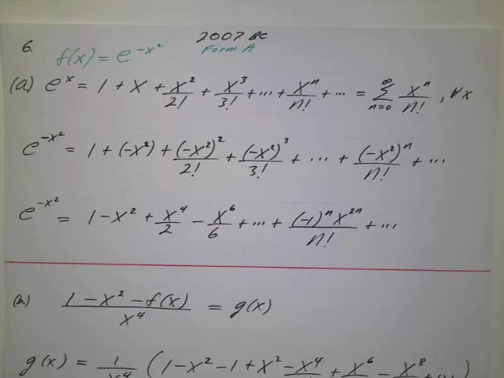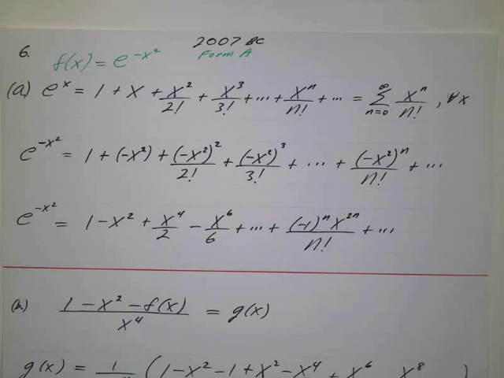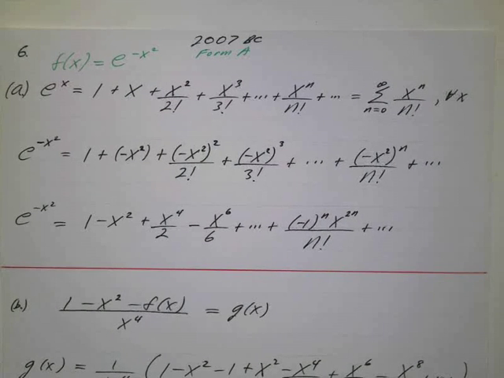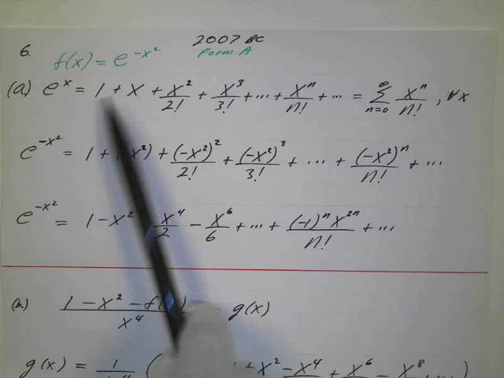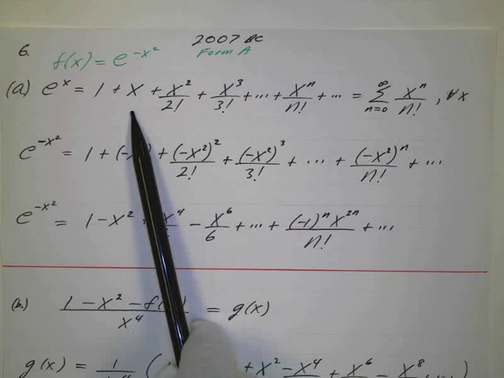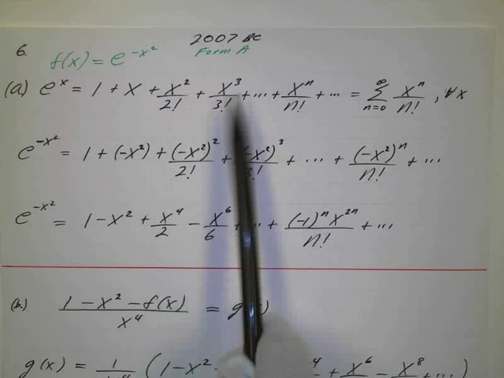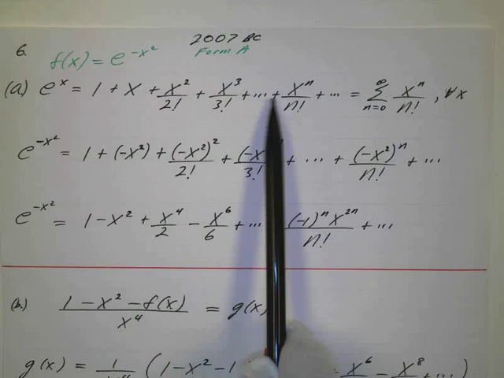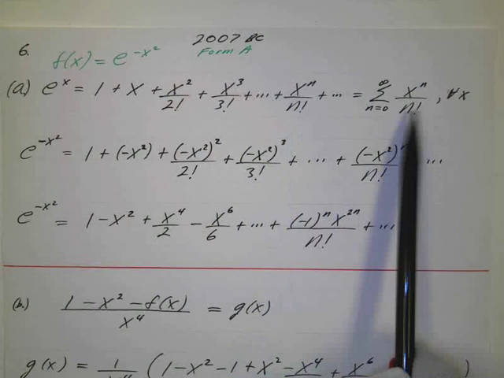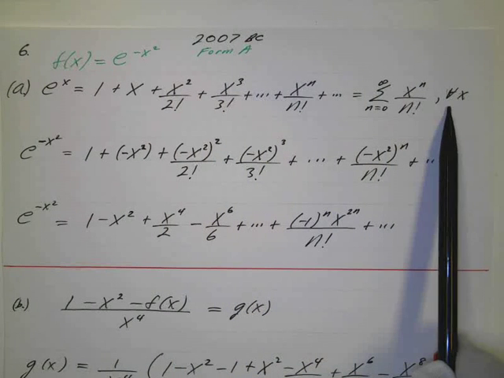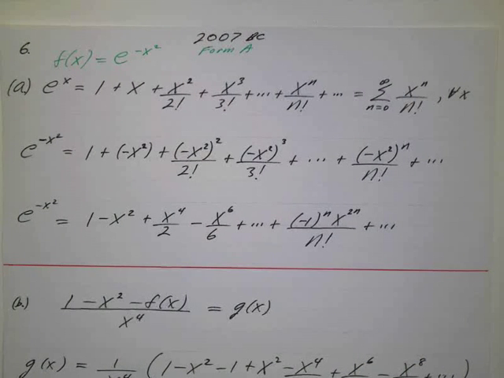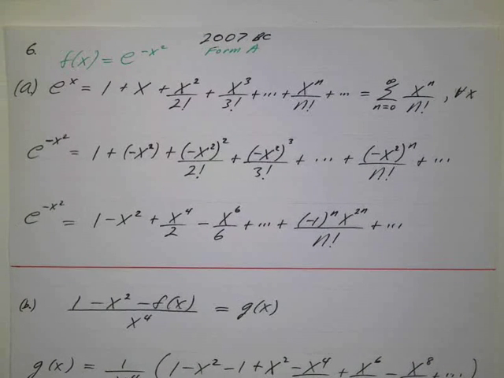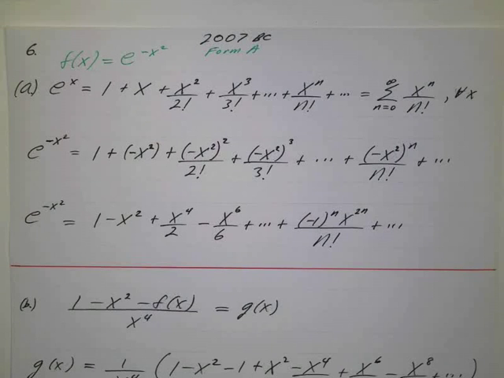So rather than figure out all the derivatives, we can just build this off of our e to the x series, and we know e to the x is x to the 0 over 0 factorial plus x over 1 factorial plus x squared over 2 factorial plus x cubed over 3 factorial, plus x to the n over n factorial. And there's your summation. The interval of convergence is all x, so that's a nice one.